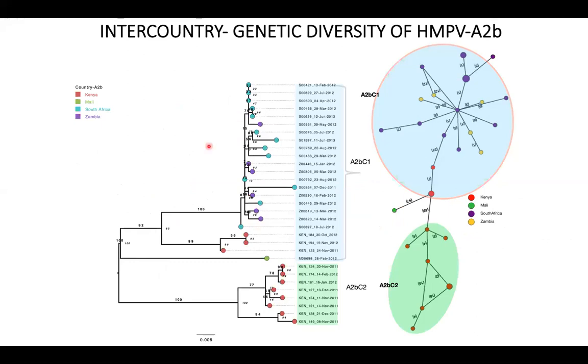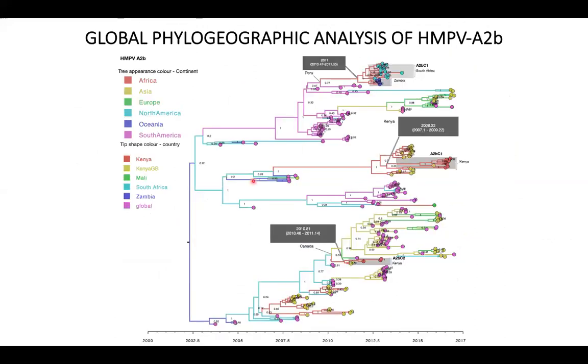So this is HMPV A2B, a different variant from HMPV B1. Similarly, we identified at least two genetic variants, and we can see the bootstrap values here. On the global scale, we are seeing that sequences from African subregions, South Africa and Zambia, clustered into monophyletic clades away from Kenya. The sequences A2BC1 and A2 were regarded as highly similar, but on the global scale they are placed into separate clusters, which also suggests separate introductions into Africa.